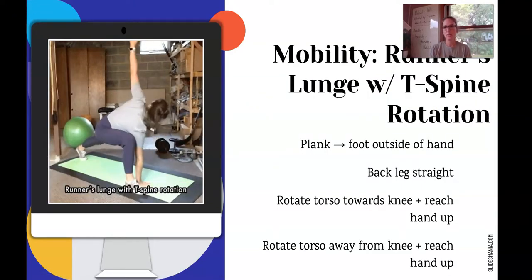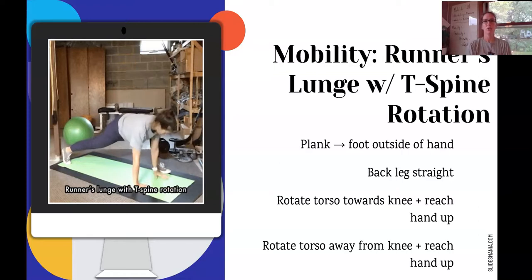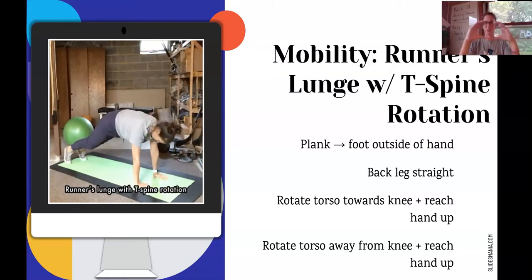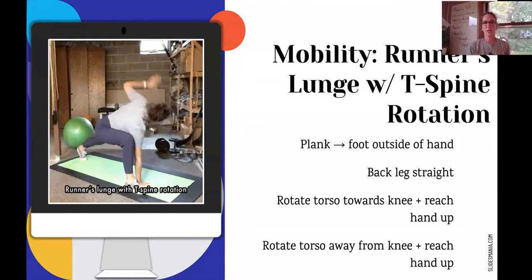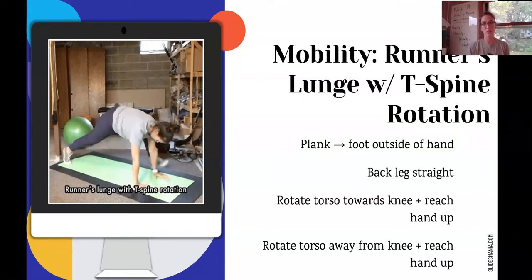The next one is called runner's lunge, which we have done in class numerous times, and we're doing it with a T-spine or thoracic spine rotation. Your thoracic spine is right in the middle of your back. So again, you start in a plank, and then you bring your foot up all the way outside of your hand. Now that is your first test of mobility.